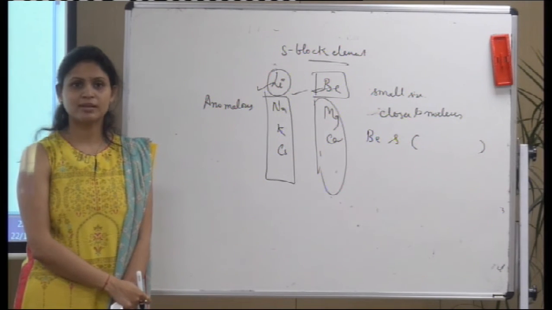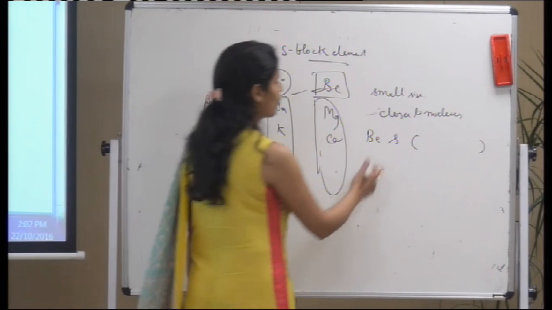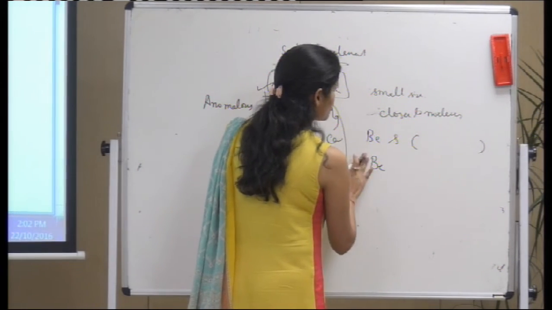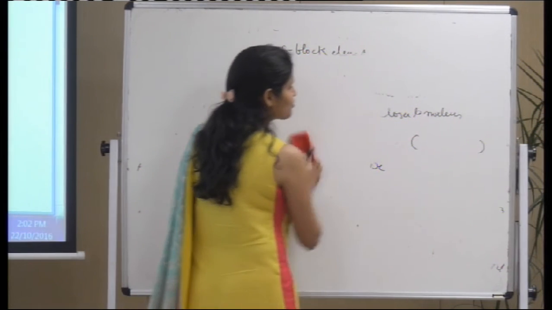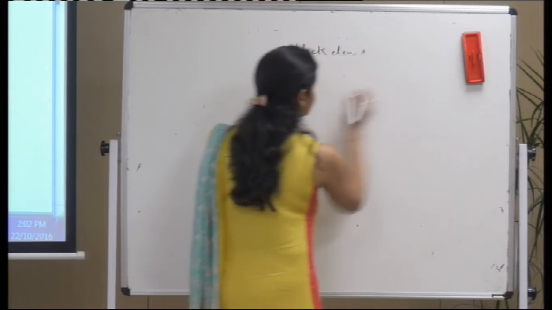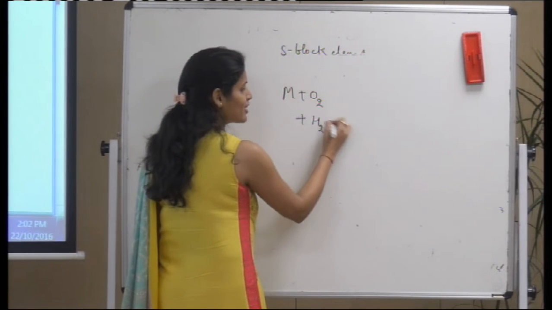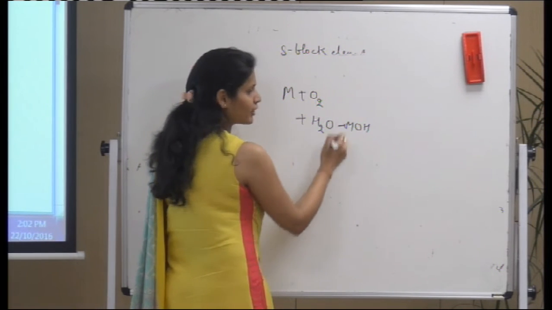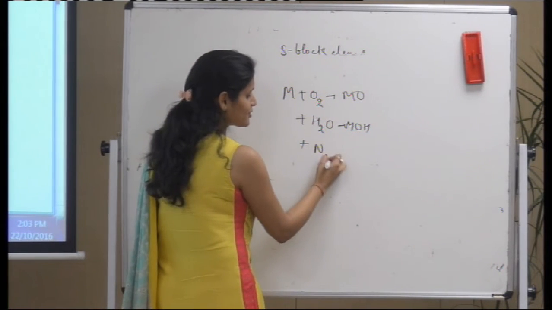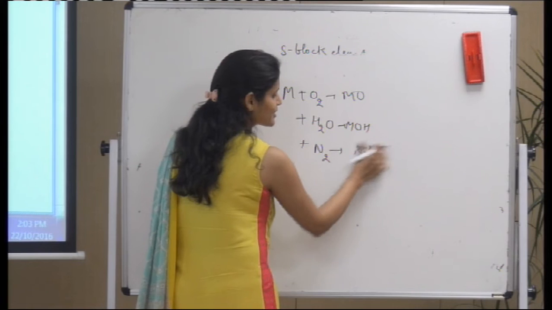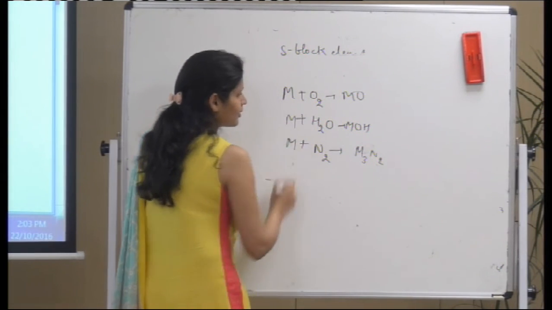Beryllium, any compound formation? No? So far we have talked about the oxides. Oxides are formed when the metal combines with oxygen. Hydroxides are formed when they combine with water. And the other reaction was with nitrogen. They form nitrides, M3N2.